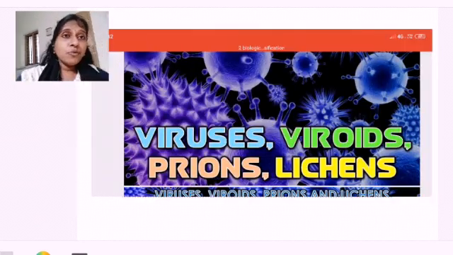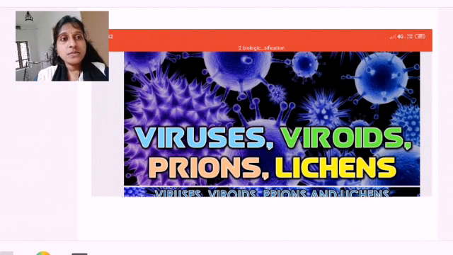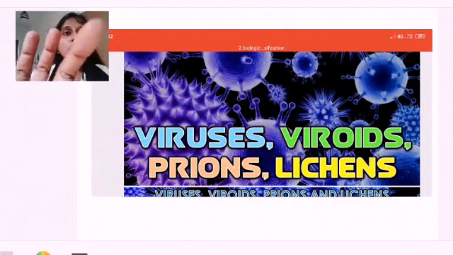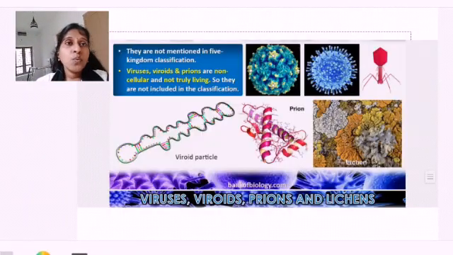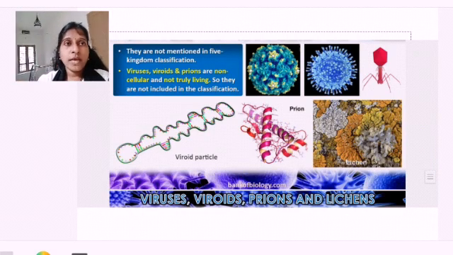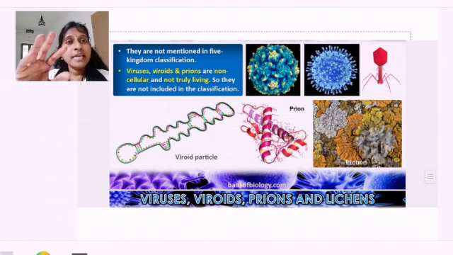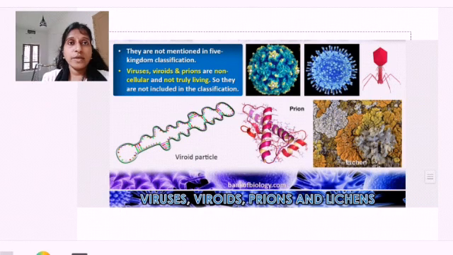Deuteromycetes. Next we are moving on to the last part of the chapter: viruses, viroids, prions and lichens. Now moving on to the first one, the virus. Viruses are not mentioned in the five kingdom classification. Why? Because viruses, viroids and prions are non-cellular; they do not have a cellular structure, and outside living organisms you cannot find them showing any living characteristics. That is why they are put into that group, not truly living.